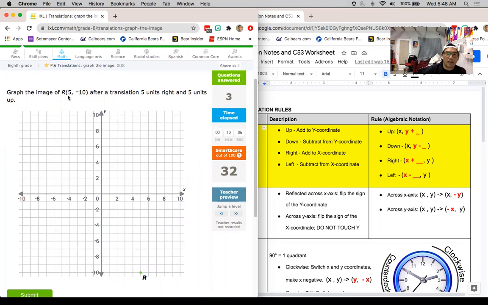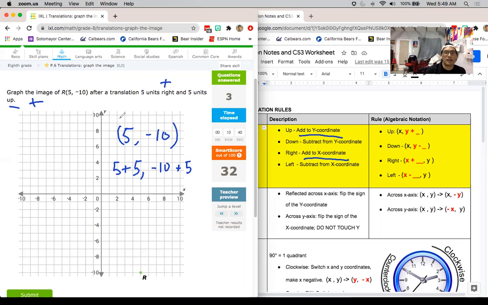So same thing, graph the image, 5, -10 after a translation, 5 units to the right and 5 units up. If you just do this algebraically, you're going to go 5, comma -10, and you're going 5 units up. So it's 5 plus 5, and then -10 plus 5, because you're going up, that's plus, and right is also plus if you look at your rules. Up, add to the Y coordinate, right, add to the X coordinate.